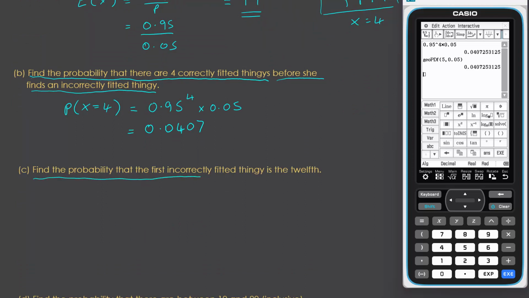Find the probability that the first incorrectly fitted thingy is the 12th. And therefore, we have 11 incorrectly fitted ones first. So we're looking at x equals 11. And that would therefore be 0.95 to the 11 times 0.05. And we can just edit this one here and make that 11. And we get 0.0284.